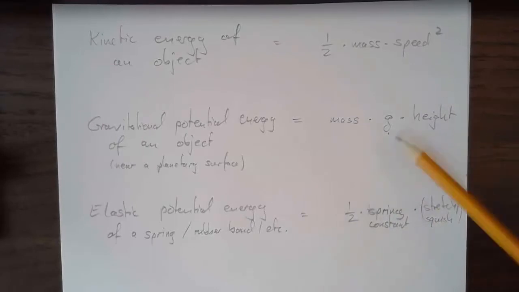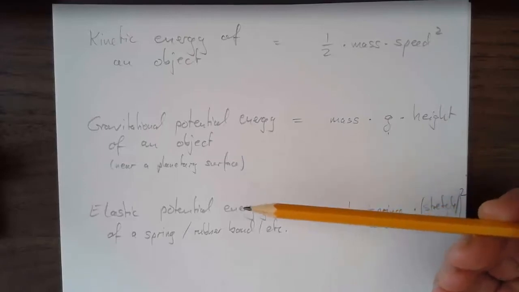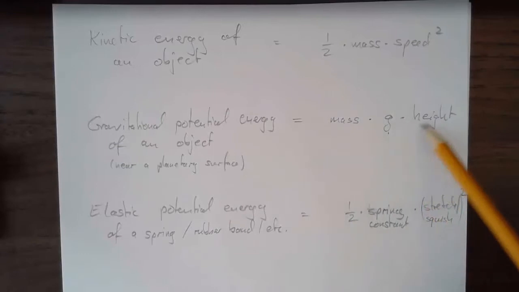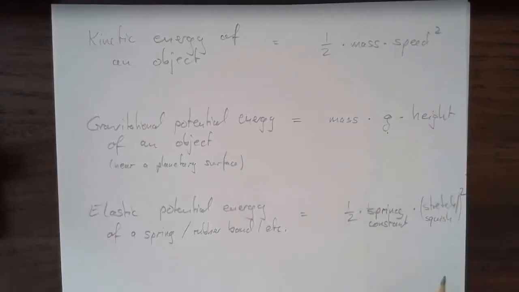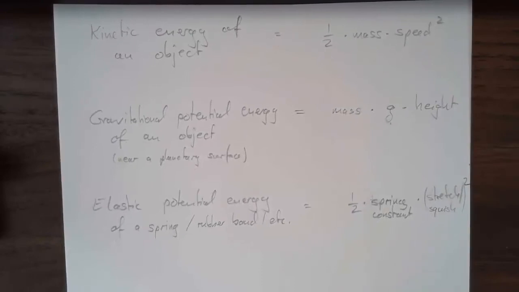Note this expression only works, it's kind of the small print here, if you're near a planetary surface. So if you're out in space and you want to figure out the gravitational potential energy of the solar system, well, this is not going to cut it, right? There's another expression we're going to come to when we study Newtonian gravity.